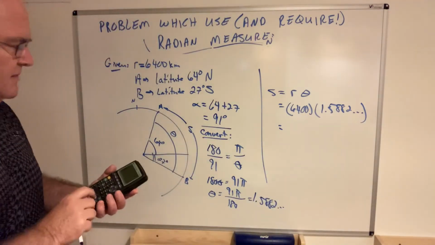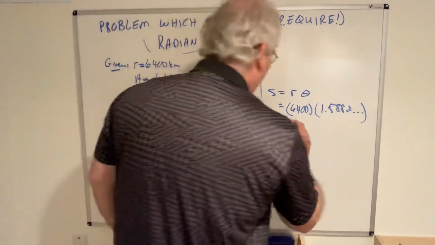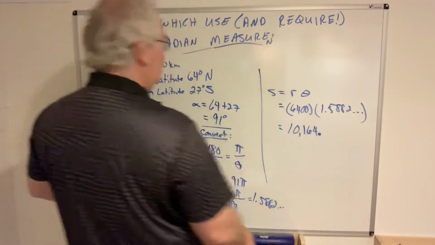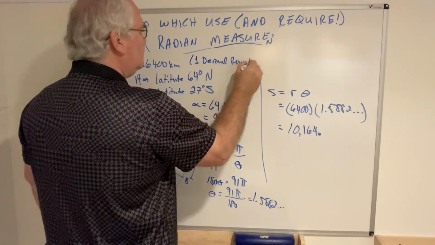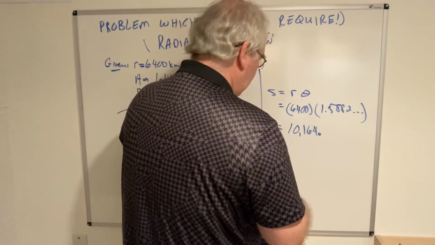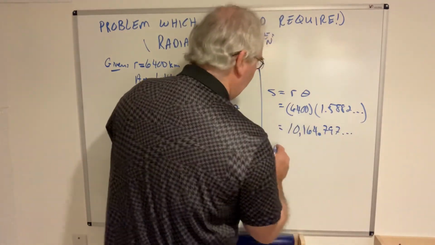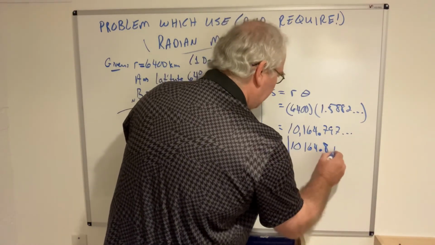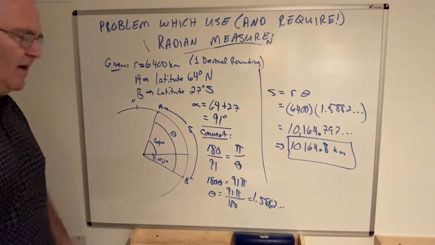And take that times 6,400. And my number is 10,164. Point, and again, we want 1 decimal. I didn't state that, one decimal rounding. I will always give you the decimals that you want. And so it's 0.797, yada, yada. So we will use 10,164.8 kilometers, if you like. And there we go. So that's one standard kind of problem we'll work with.